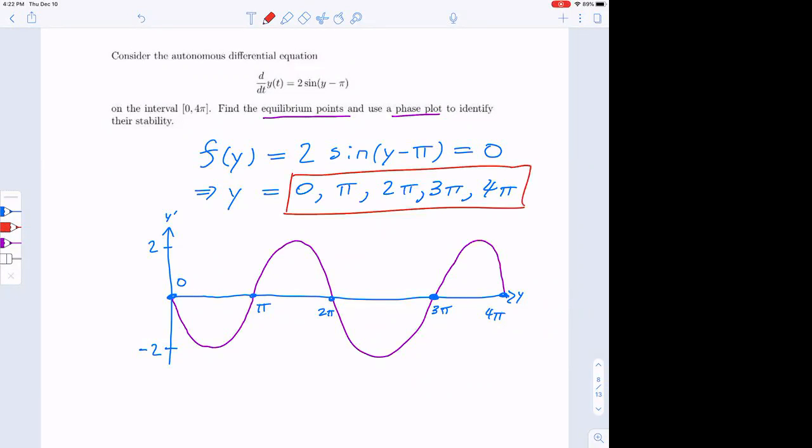And of course, the other part of the question is to identify the stability. So let's try to remember what the phase plot means.